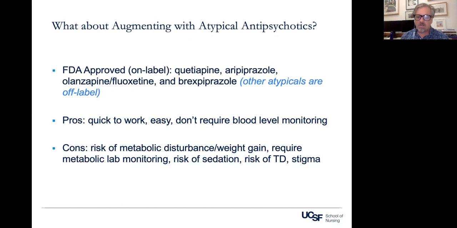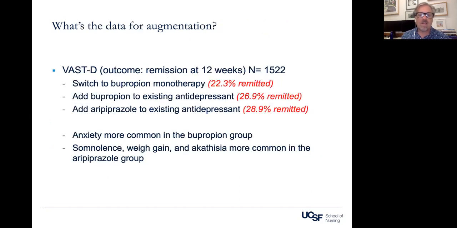The downsides, of course, are that they can cause metabolic disturbance and weight gain. They do require you to monitor metabolic labs such as lipids and blood sugar. Depending on the medication, they can be sedating or cause tardive dyskinesia or akathisia. A lot of people will bristle when you say the word antipsychotic to somebody who has depression, because in many people's minds, this sounds like a much more serious medication. So you have to navigate your way through that stigma that goes along with this class of drugs. What's the data for them?